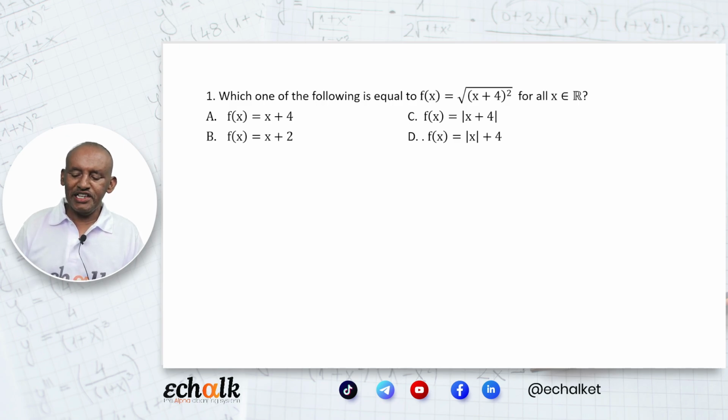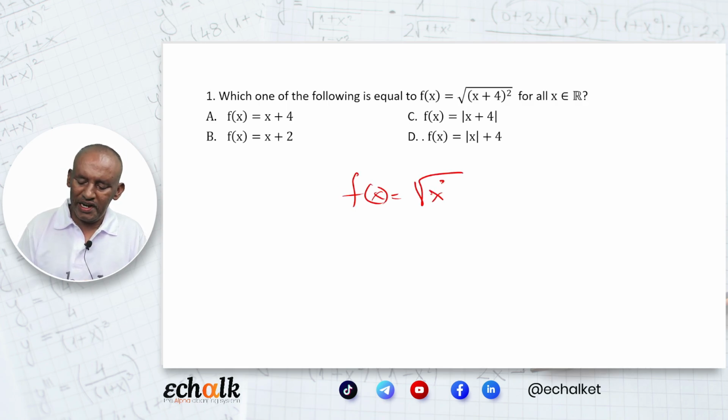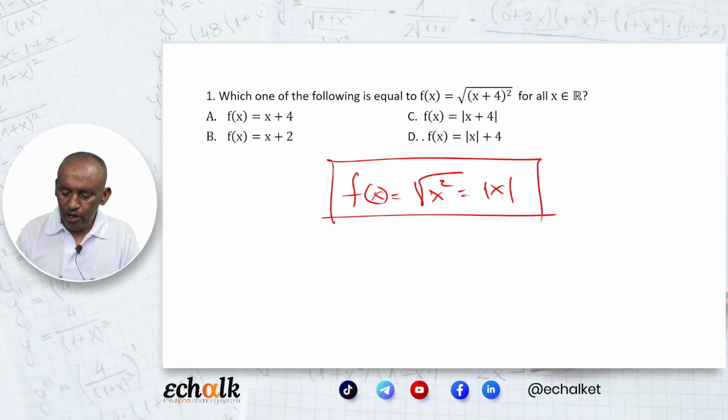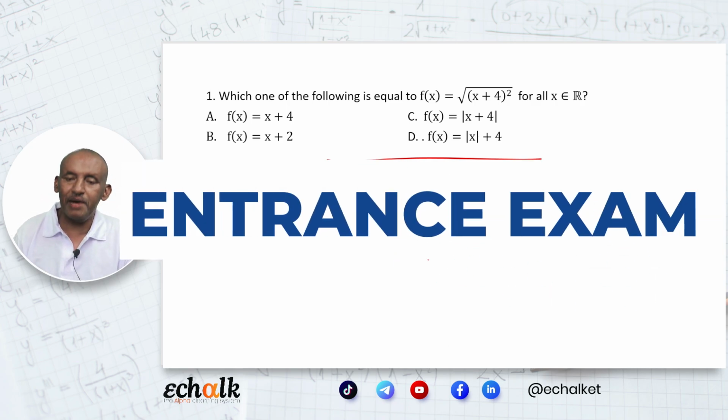Which one of the following is equal to f of x is equal to the square root of x plus 4, the whole squared? You know that the square root of x squared is the absolute value of x. This is the basic definition of absolute value, because the square root of x squared cannot be x. The square root of x squared is the absolute value of x. Why? Because the square root of a number is always positive.